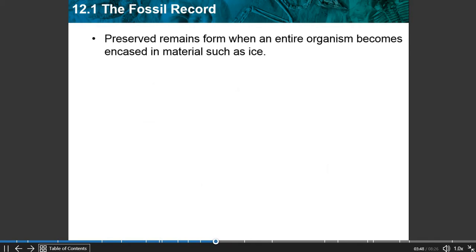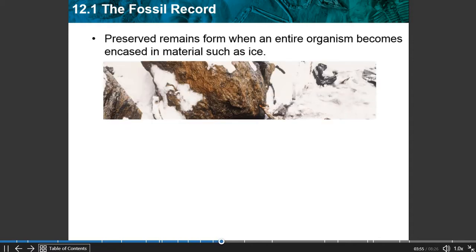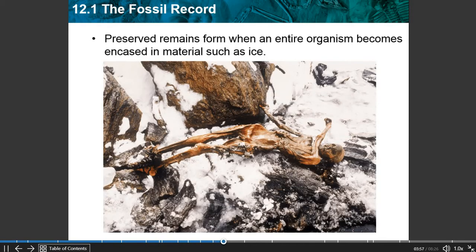Preserved remains form when an entire organism becomes encased in material such as ice or other things. This was an ancient human that was found in the Alps, and they thought it was a murder, which it may have been, but it was several thousand years old, so they had found basically a caveman.